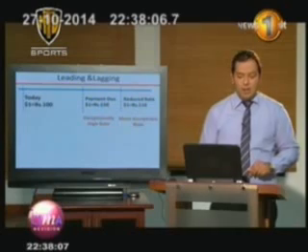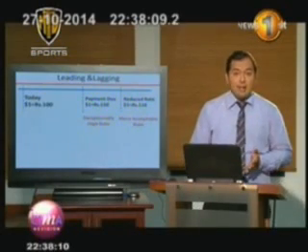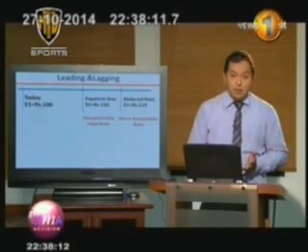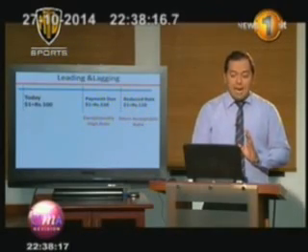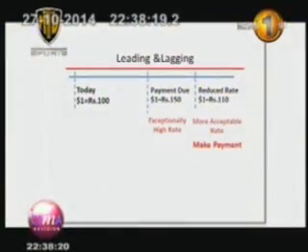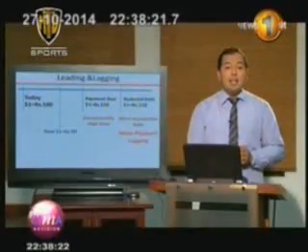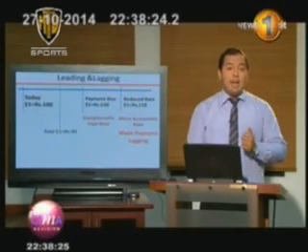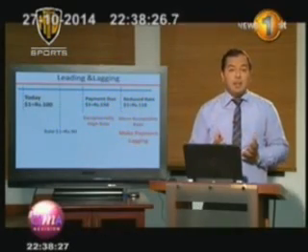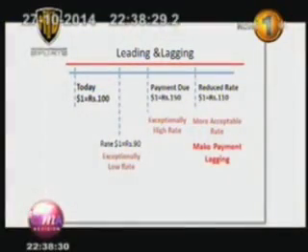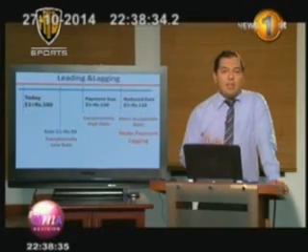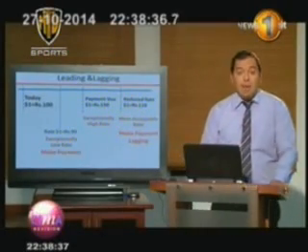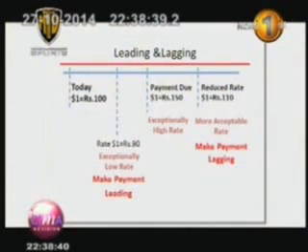Let's look at a different scenario. Again, you enter into the transaction when $1 is equal to 100 rupees and payment is due in 1 month's time. But halfway through, the dollar declines to $1 equal to 90 rupees, which, based on your experience, you identify as an exceptionally low rate. You identify that the dollar cannot go any lower than this. So what do you do? You make payment. Why do you make payment? To benefit from this exceptionally low rate.